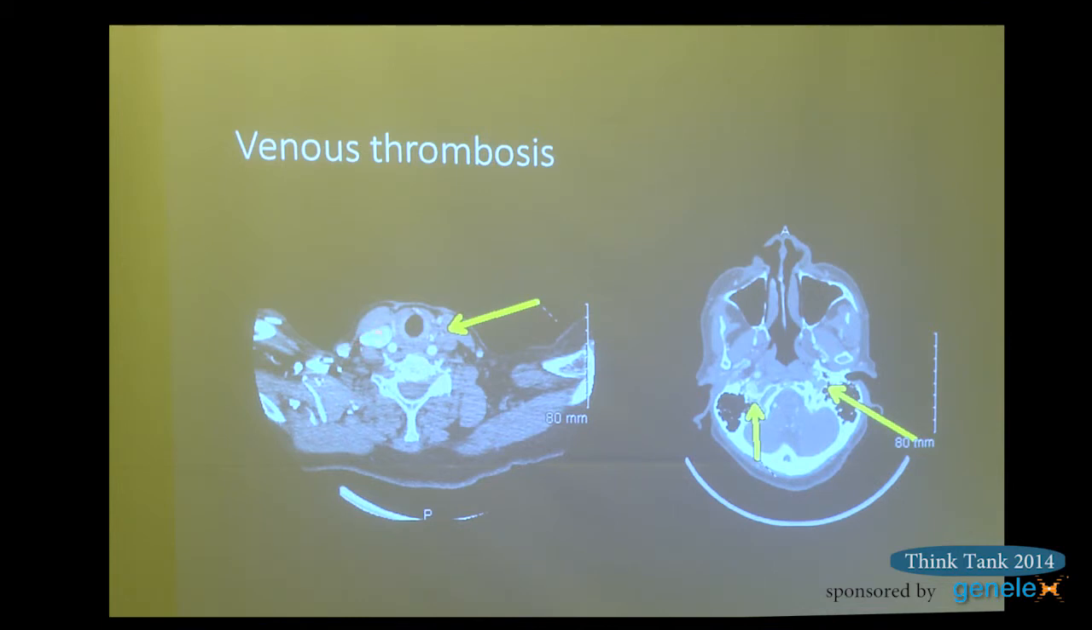This is the right jugular vein. This is the left jugular vein, but it didn't opacify. This is at skull base, so we're just above the foramen magnum. This is the jugular vein, and this is the jugular foramen with no opacification. There's thrombus.